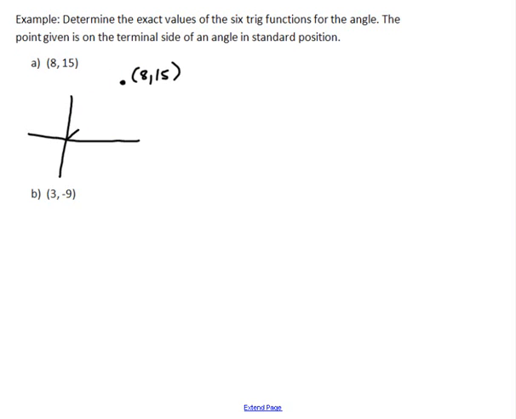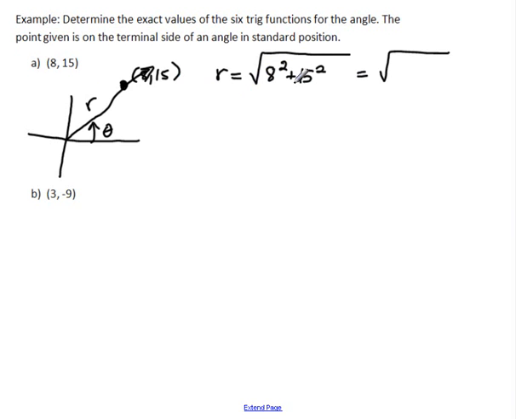So we have the terminal side of the angle going through this point (8, 15), and we need to find sine, cosine, tangent, and so on of this angle. Well, we know the formula that would allow us to get the value of r. r is going to be the square root of x squared plus y squared, so that's 8 squared plus 15 squared, which in this case would be the square root of 64 plus 225. 64 plus 225 is 289, and the square root of that is 17.